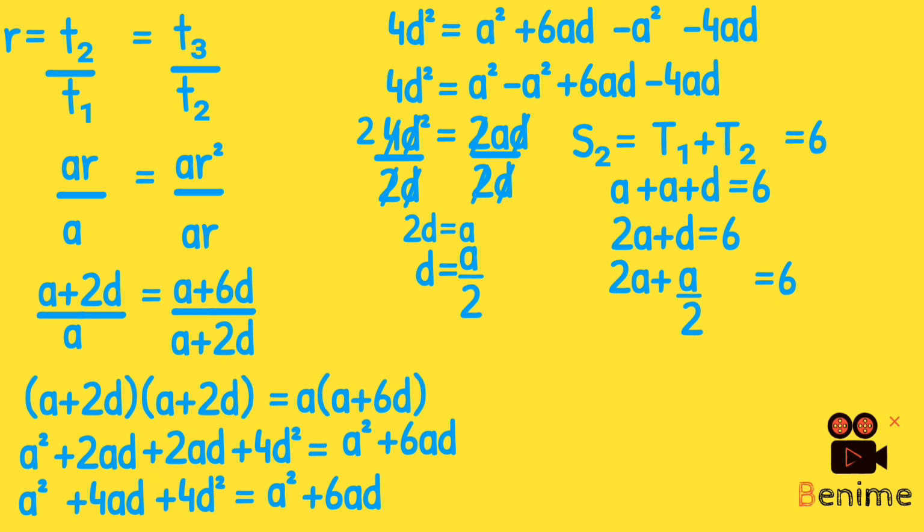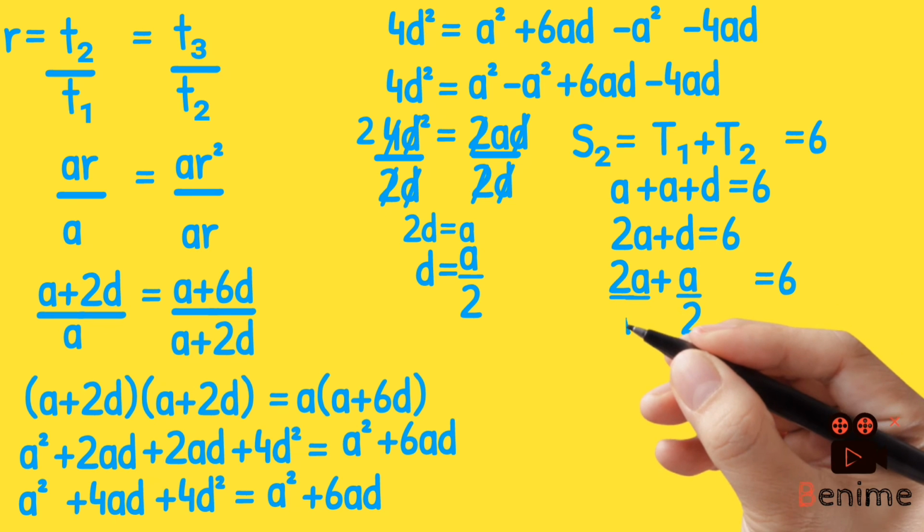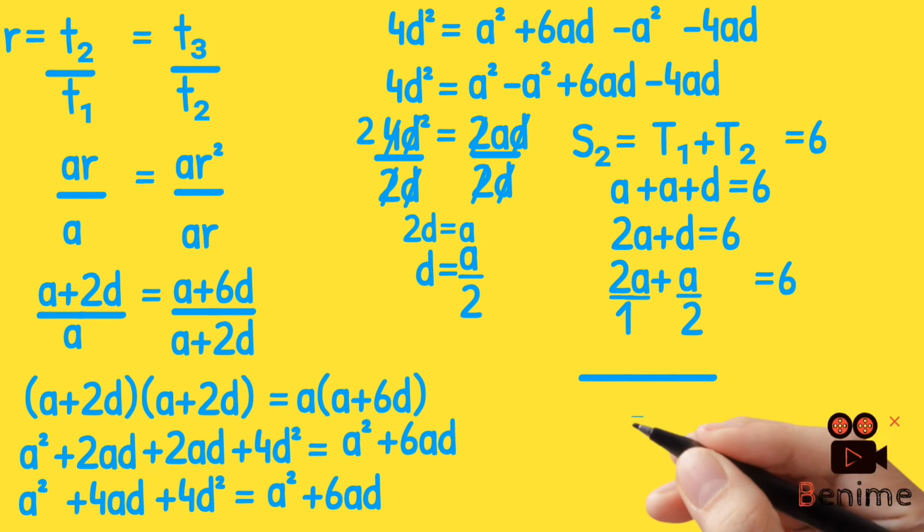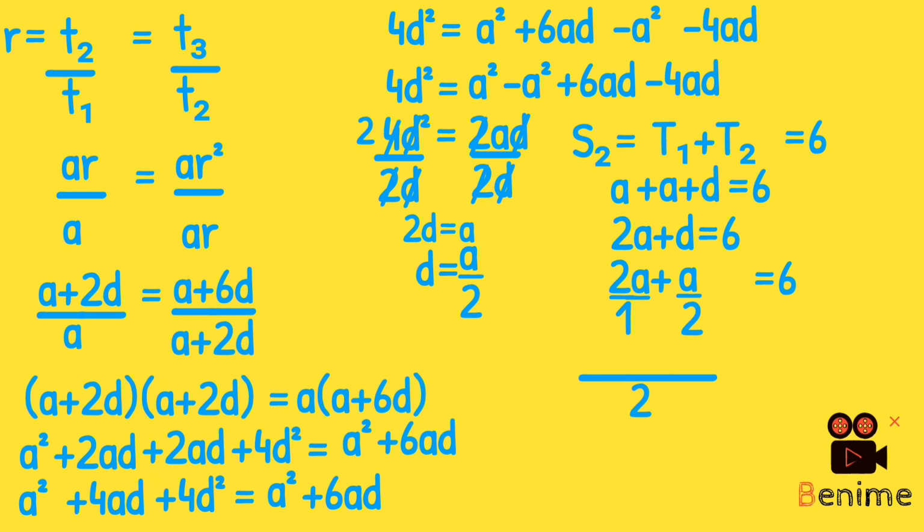Now I can find the LCM. That 2A is over 1, you know. So I'll find the LCM of 1 and 2, which will give you 2. Then how many times can 1 go into 2? 1 will go into 2 two times. 2 times the 2A will give you 4A. Then on the other side, how many times can 2 go into 2? It's 1 time. 1 times A is just A. So we have that 4A plus A all over 2 is equal to 6. 4A plus A, we will get 5A. So 5A all over 2 is equal to 6.